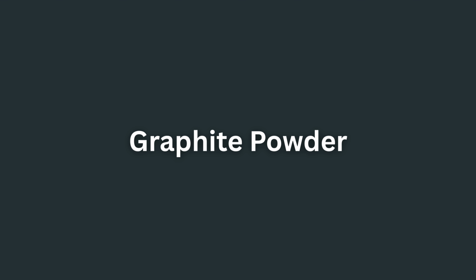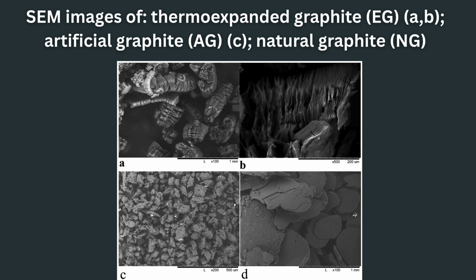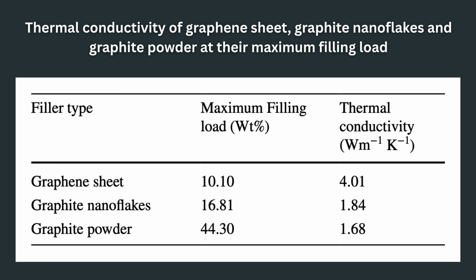Graphite powder. Graphite is an important filler due to its high thermal conductivity, layered structure, and relatively low cost. Lamellar graphite particles can easily form interconnected pathways within the polymer matrix, resulting in efficient heat transport. In epoxy systems, thermal conductivity can increase from approximately 0.17 watts per meter per Kelvin for unfilled resin to around 1.68 watts per meter per Kelvin when approximately 44 weight % graphite powder is incorporated.